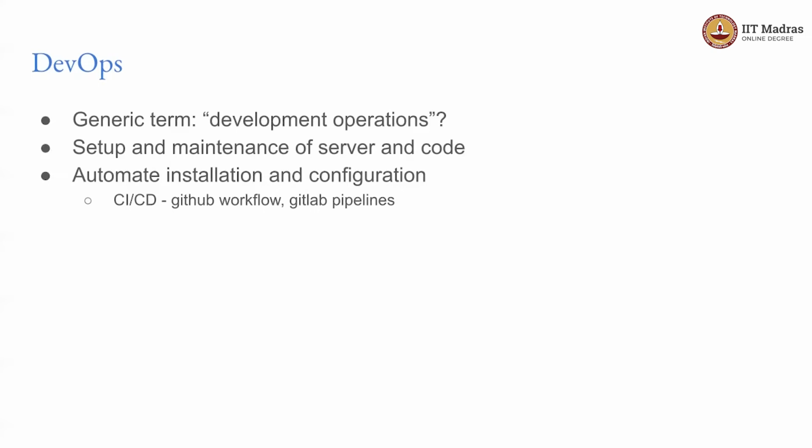Automation is important because it reduces the chance of mistakes happening just out of human error. And this is one of the key reasons why DevOps is important to start with.